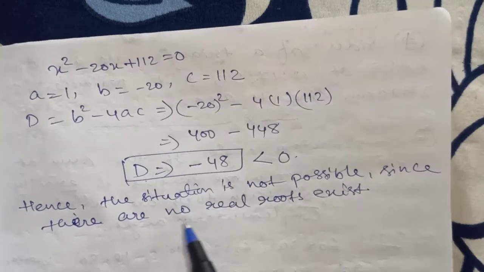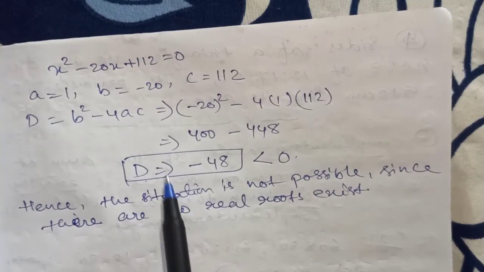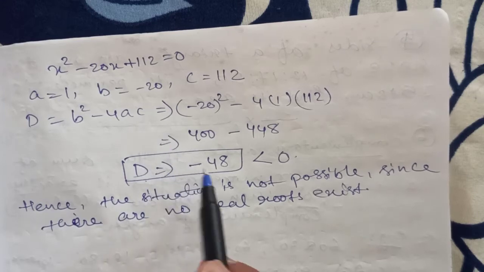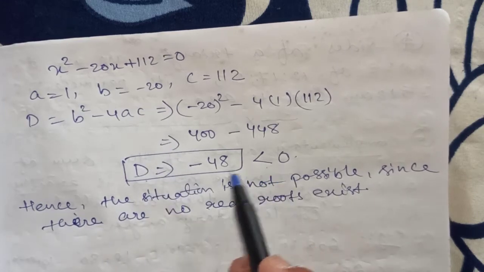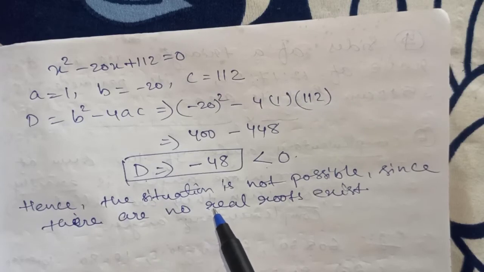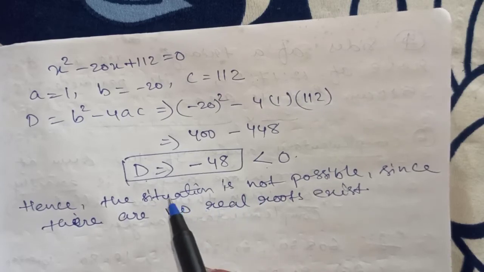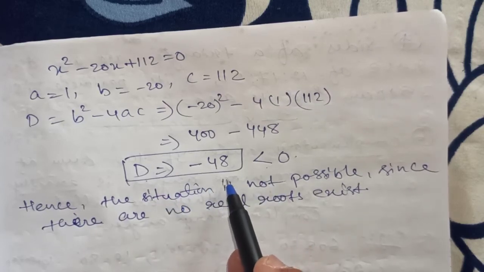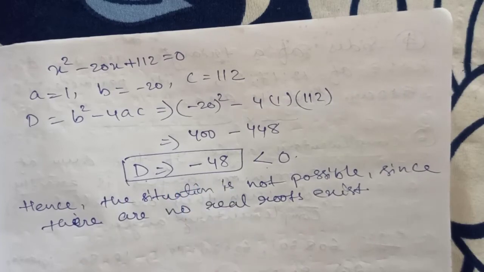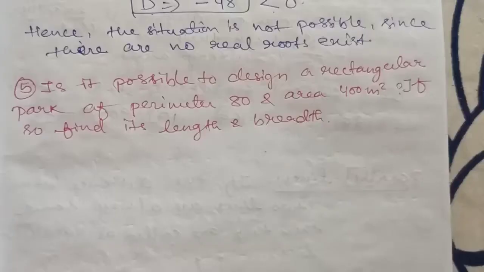So whenever there is a question to check whether the situation is possible or not, first of all you find out D. If D is greater than or equal to 0, then only real roots will exist. Otherwise there are no real roots, and then there is no need of finding the value of x because the situation is wrong. Okay, next. Now question number 5.